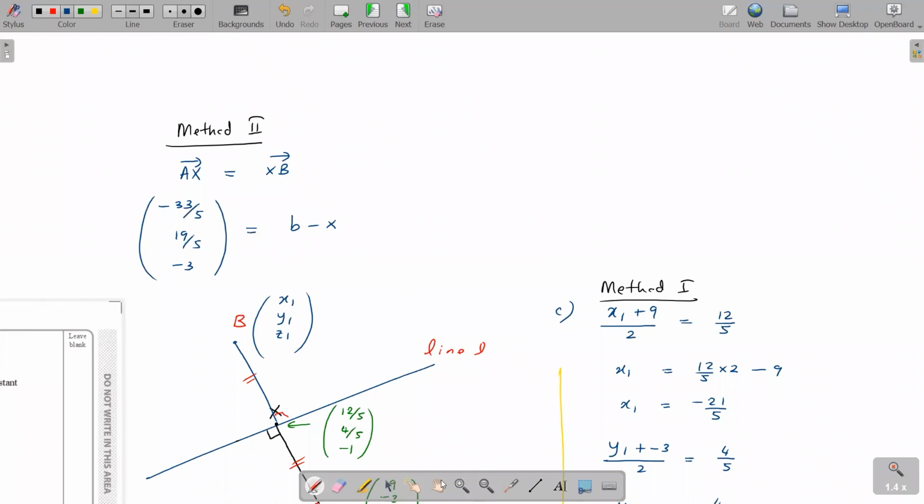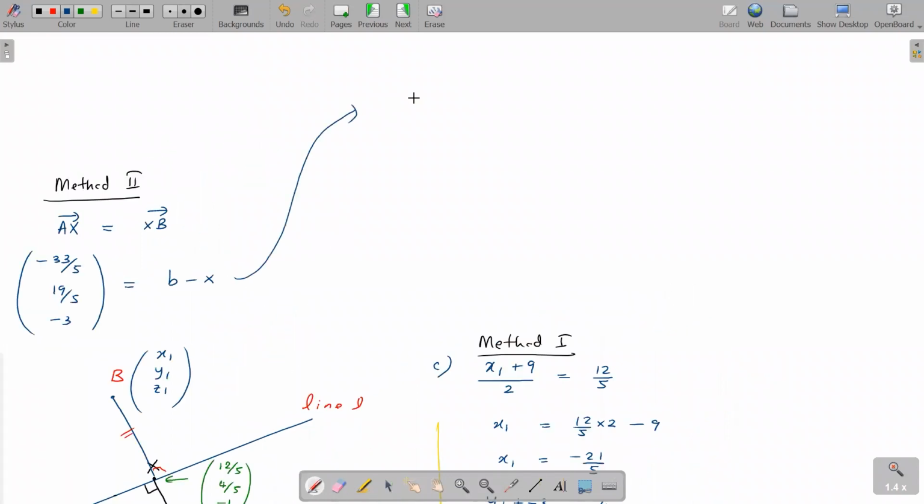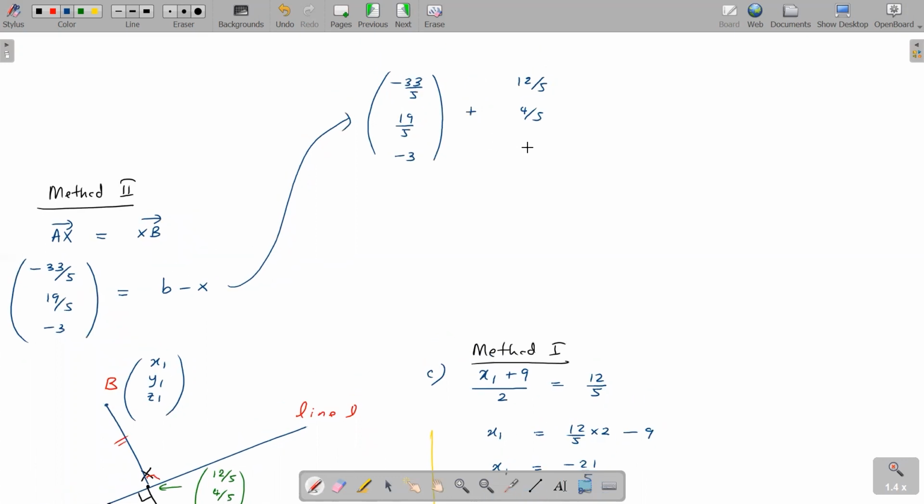Okay, so let me take it over here. Take the minus X to the other side. Minus X comes as plus X, and we know the X coordinate. What is it? 12 over 5, 4 over 5, minus 1. And this gives you the coordinates of B when you make B the subject here. Can you see? So minus 33 over 5 plus 12 over 5. Check and see, do we get minus 21 over 5? Then 19 over 5 plus 4 over 5.